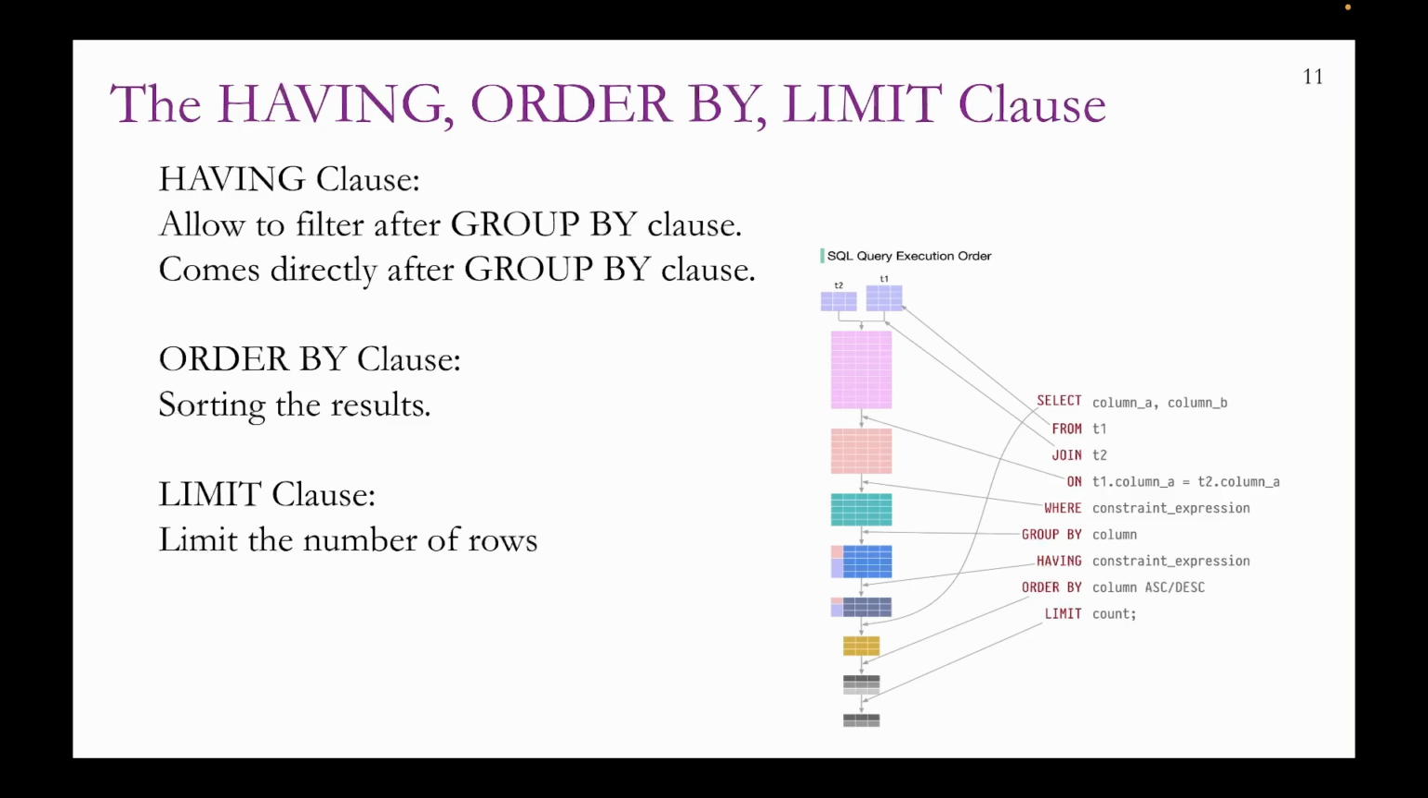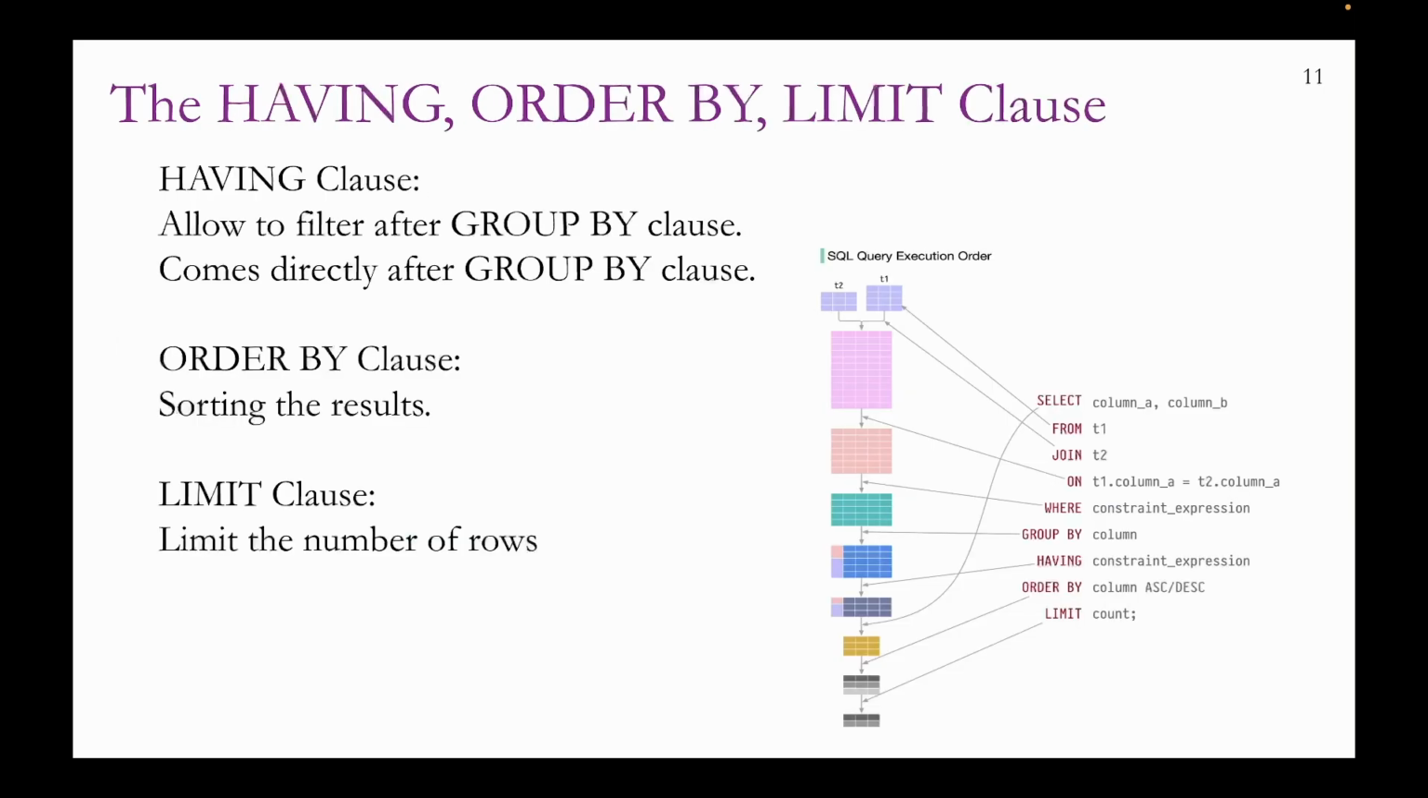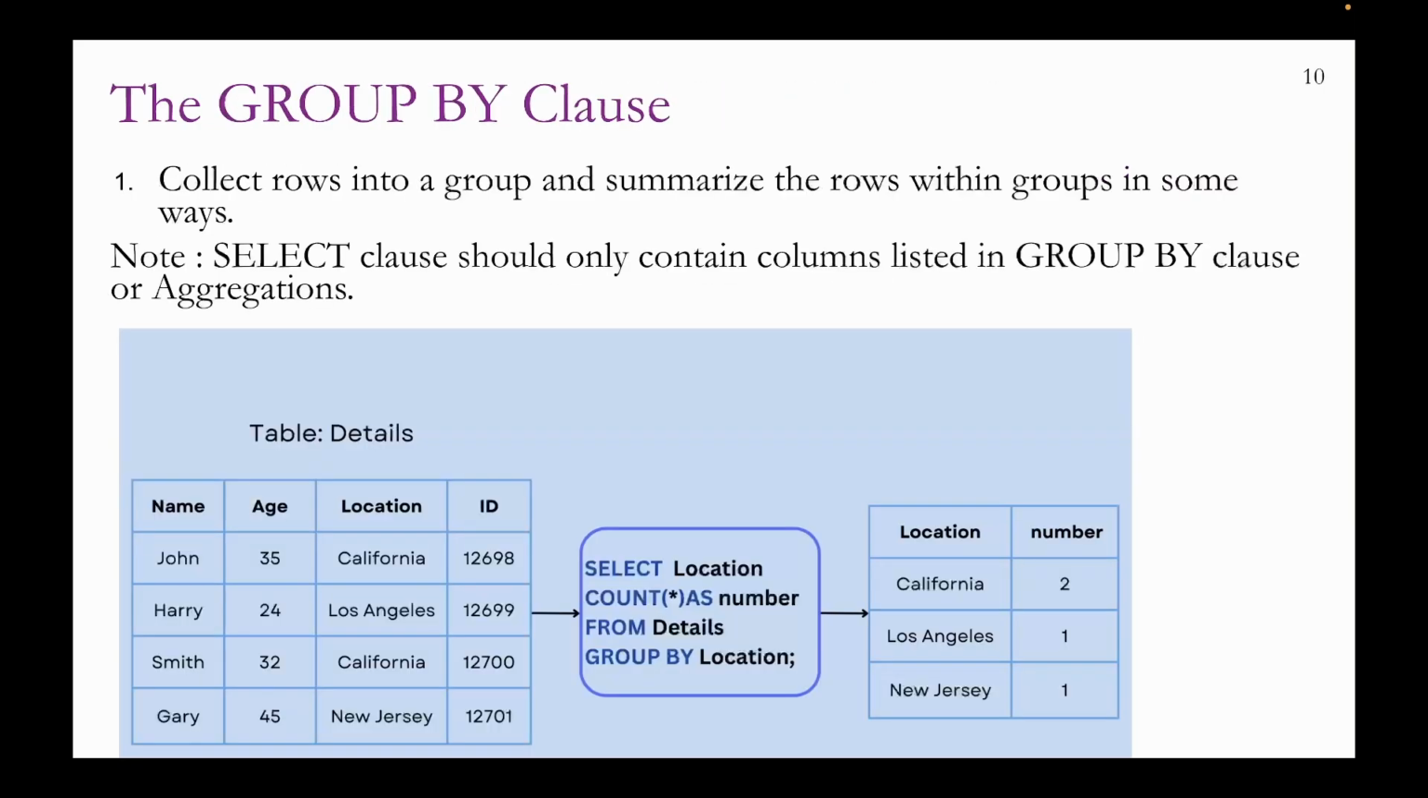For example, we want the top location name which is represented more in our table. California appears 2 times. So after group by, we have California 2 times, Los Angeles 1, New Jersey 1. So we will order by number. We have to write order by number descending, so that 2 comes first, then 1, 1, and then we limit by 1.